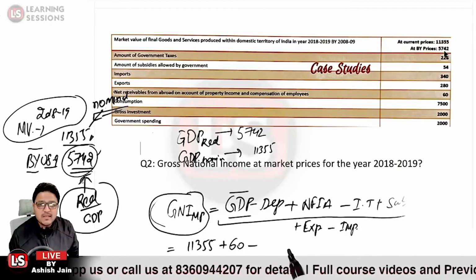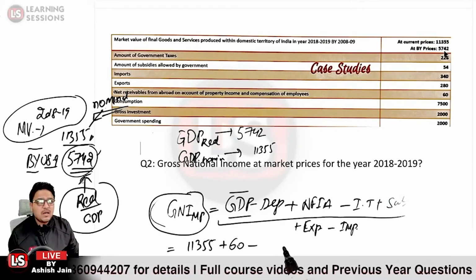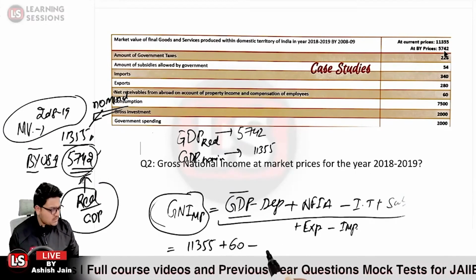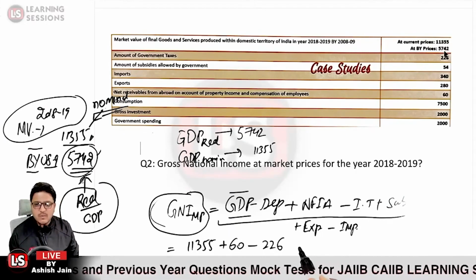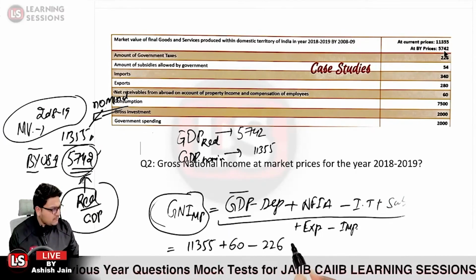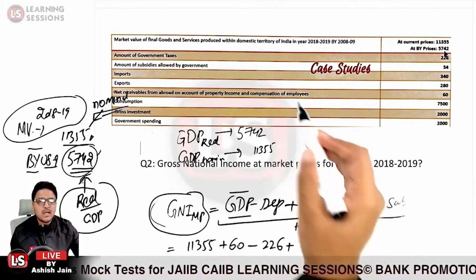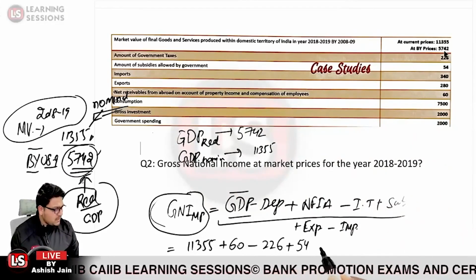And the indirect taxes, if there are any. Is there any indirect taxes given over there? Yes, the amount of indirect taxes is given to be 226. It is not clear in the picture over here, so let me tell you, it is 226. And further, the subsidies, the amount of subsidies allowed by government, are given to be 54. We will be adding up the 54.